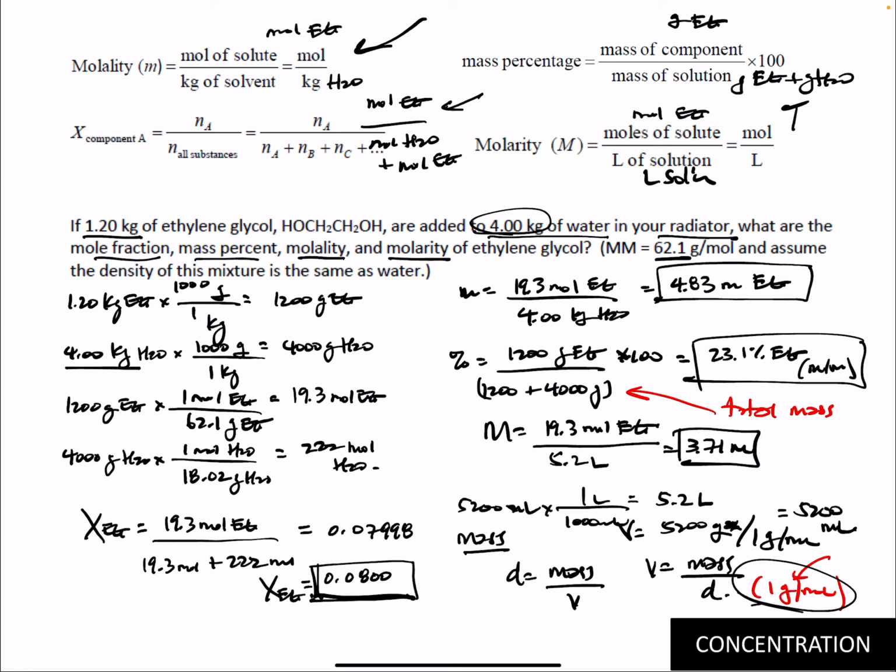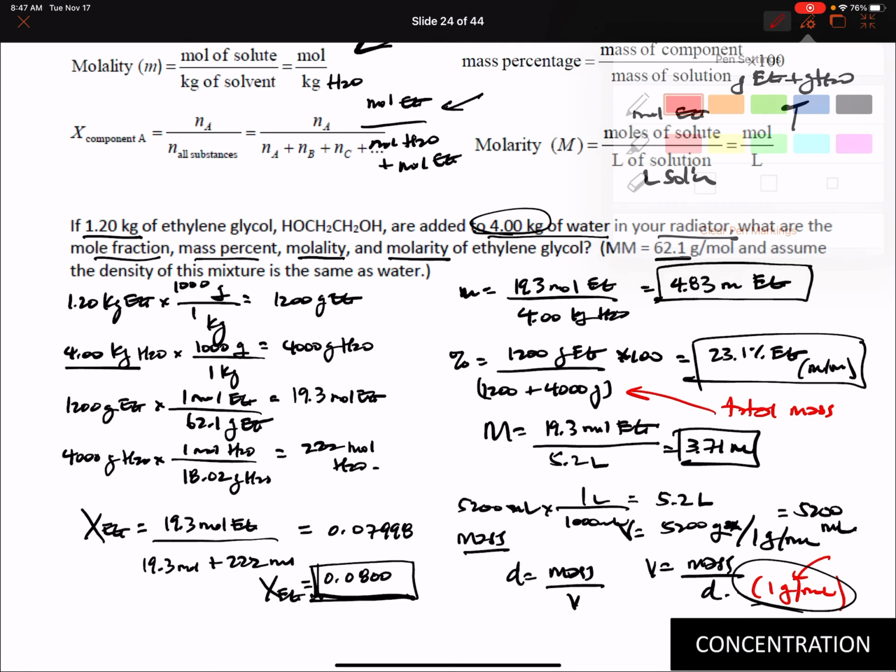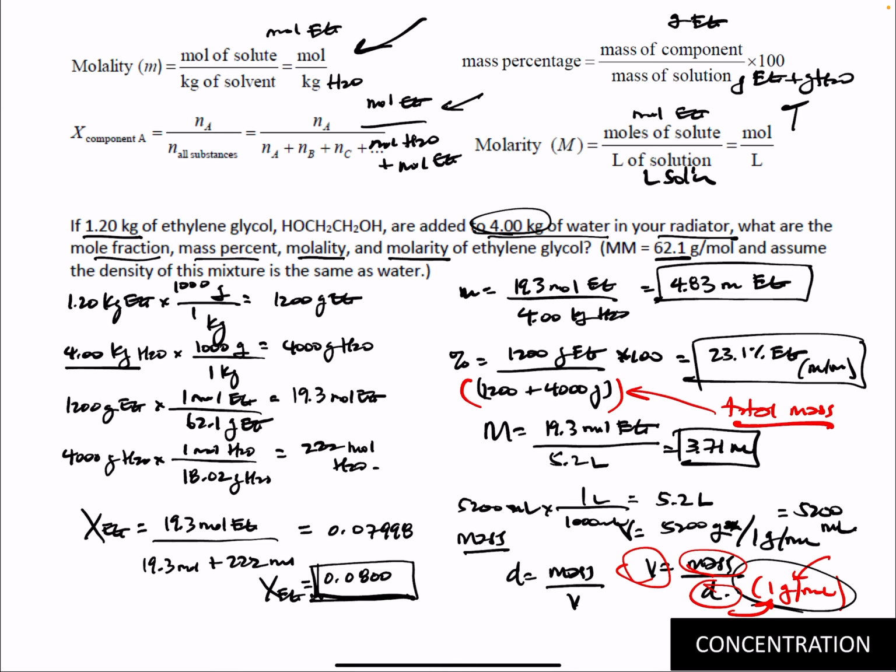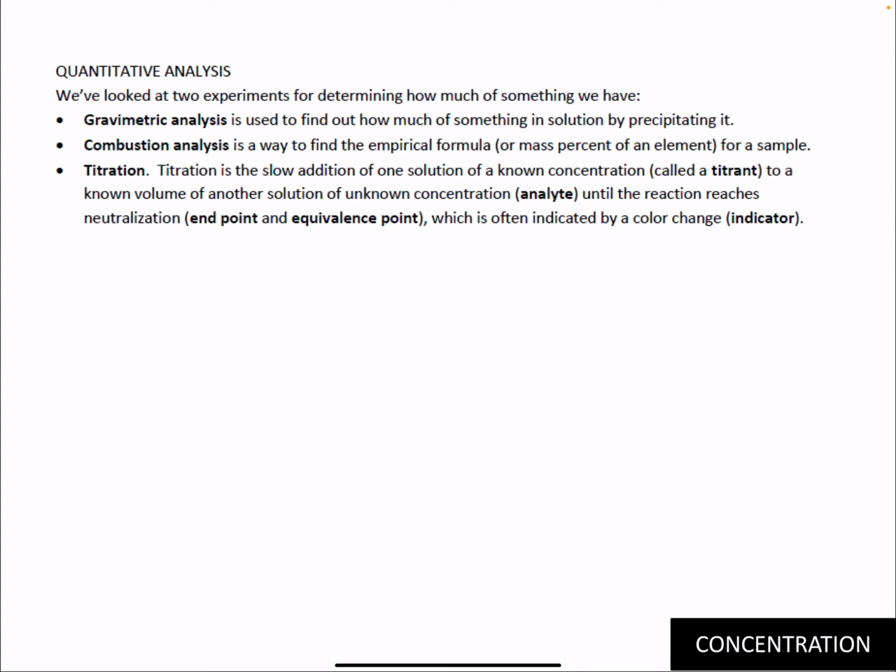That's the only tricky one. We go from the total mass of the solution, using the density, to get the volume of the solution. And I got the total mass by adding up the masses of the components. So that is fun with molality, mole fraction, mass percent, and molarity. We're going to use molality later on.